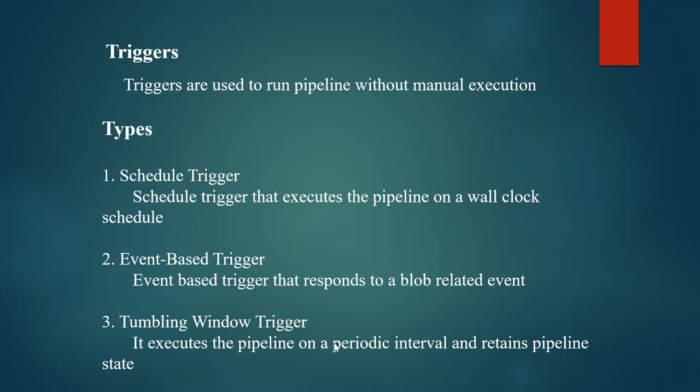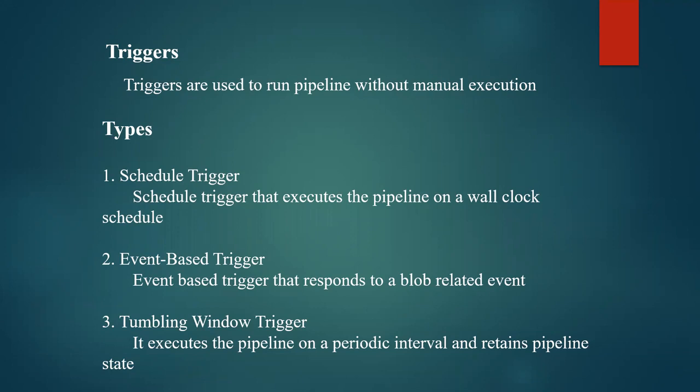So it executes a pipeline on a periodic interval and retains the pipeline state. Okay. So basically this trigger will run on a periodic interval. Schedule trigger will run at a particular time, whatever time you are giving. But tumbling trigger will run based on a particular period.